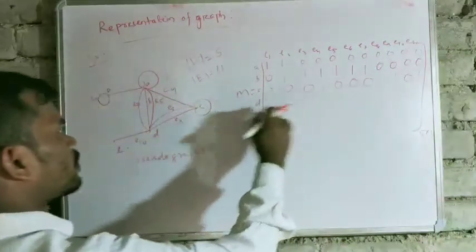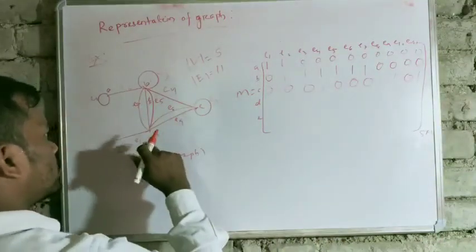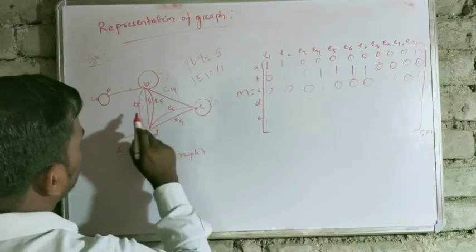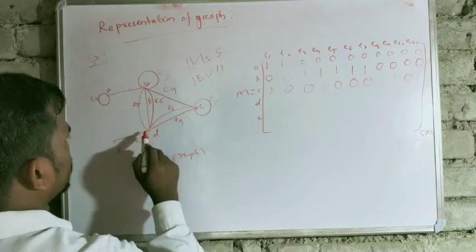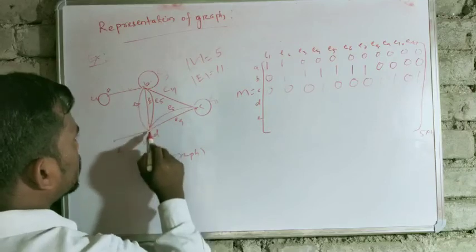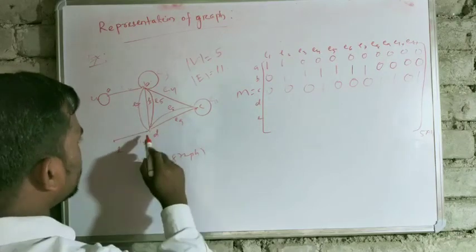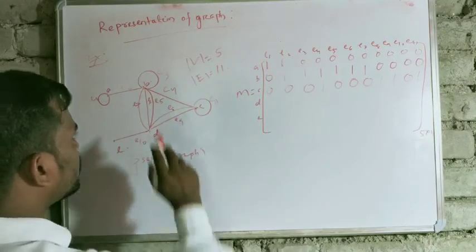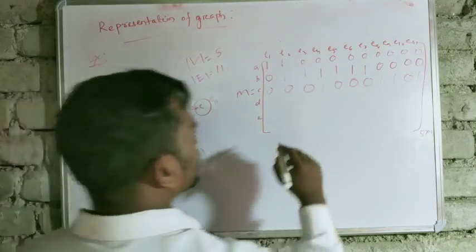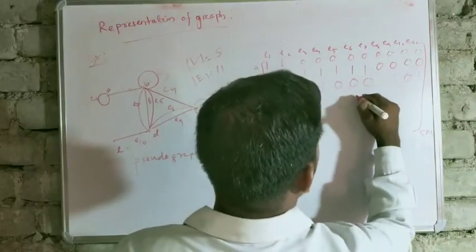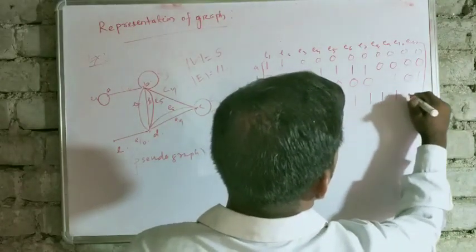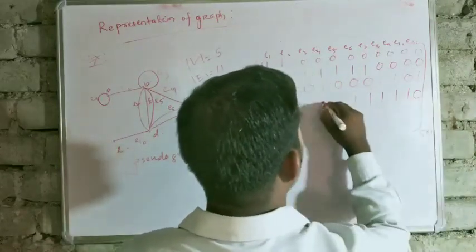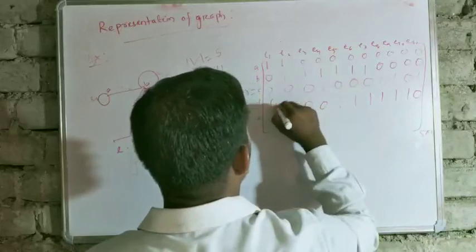Okay, now comes the fourth row. The vertex D is connected to which edges? E5, E6, E7, E8, E9 and E10. So 5, 6, 7, 8, 9, 10. These entries are 1, other entries are 0.